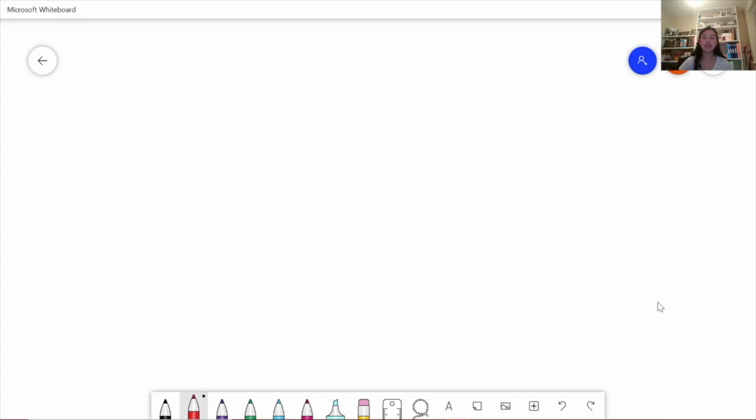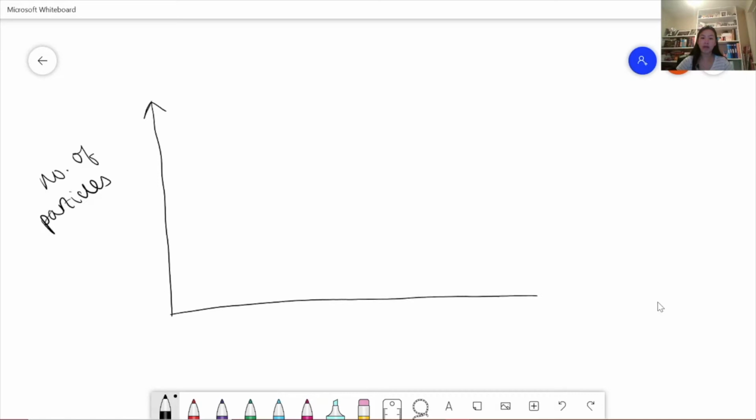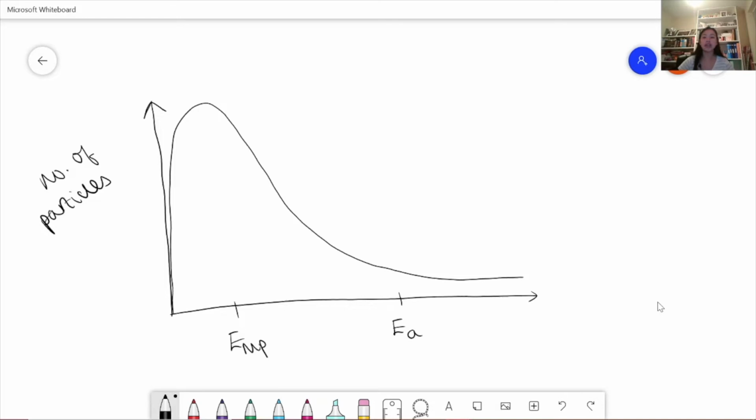The Maxwell-Boltzmann distribution curves will look different for different temperatures. So if it originally looks like this, and we have the number of particles, and if it normally looks like this, with the activation energy here, let's say, and then this would be the most probable energy. Well, if we had a higher temperature, then what would happen would be that the particles get more kinetic energy, so more of them have the activation energy required to react successfully.